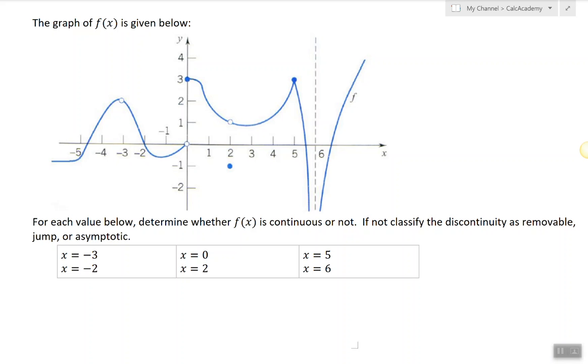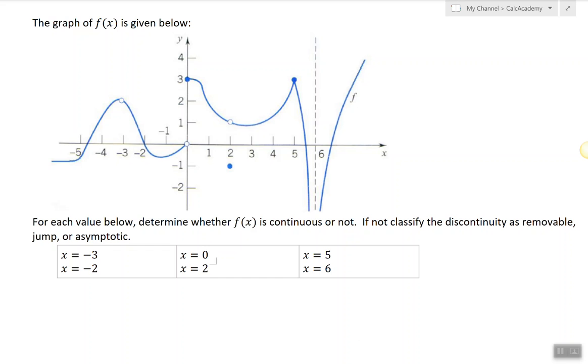In this video, I'm going to show you how to determine whether a function is continuous or not, and if it's not continuous, how to classify the discontinuity when the graph of a function is provided. So let's take a look at this graph, and we have 6 points at which we have to classify the function, whether it's continuous or not.